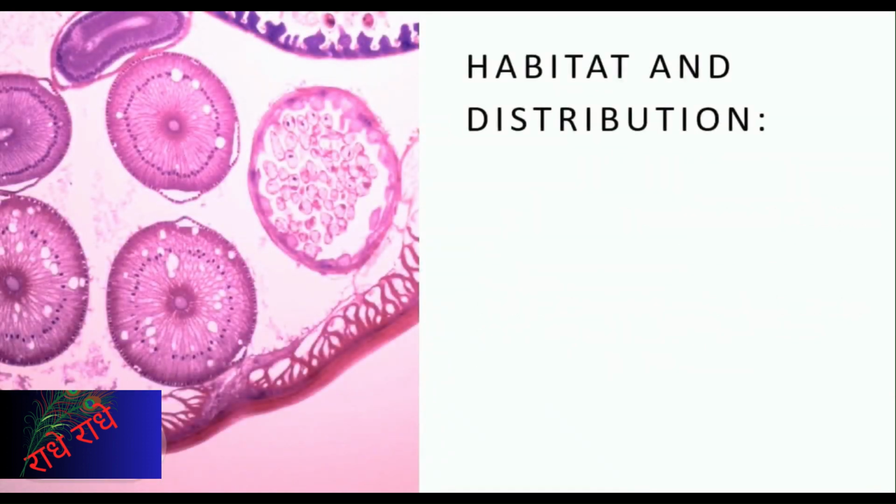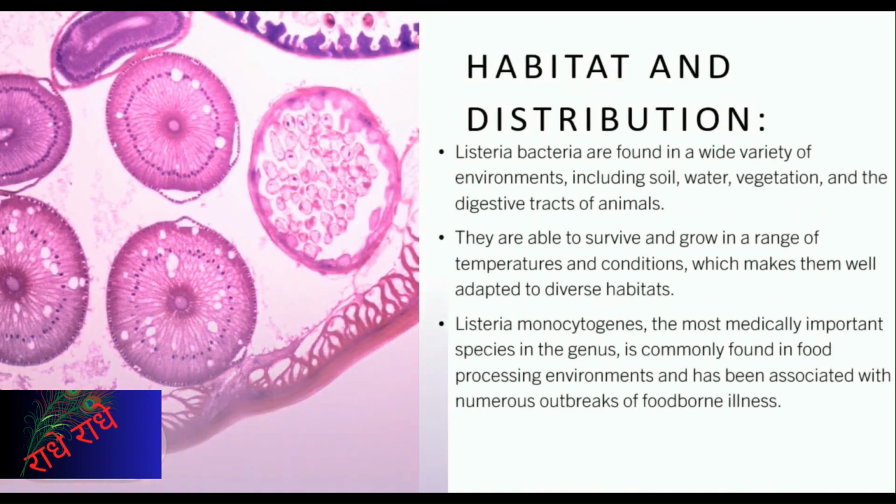Listeria bacteria are widespread in the environment, with presence in soil, water, and vegetation, as well as in the digestive tracts of animals. Of particular medical importance is Listeria monocytogenes, which has been linked to a variety of foodborne illness cases in food processing settings. These bacteria possess a remarkable hardiness, able to survive and proliferate in a broad range of temperatures and environmental conditions, allowing them to easily colonize diverse habitats.